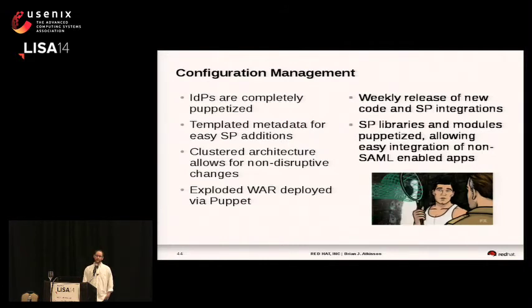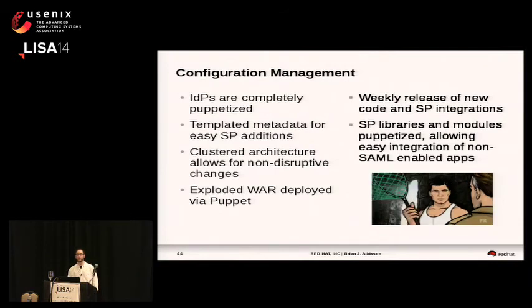So our clustered architecture allows us to deploy and restart JBoss on these nodes as we see fit, without causing any interruption for the end user. And so when we deploy a new service provider, it's just done in a rolling fashion. We push it, the servers bounce one at a time, and all is happy.